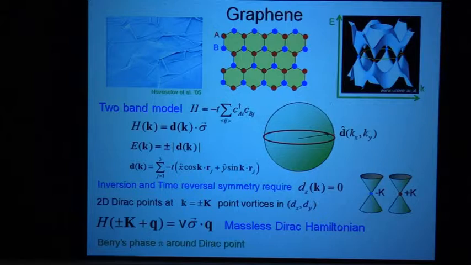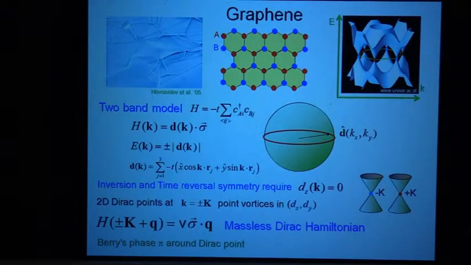I have sites on a honeycomb lattice, and I have hopping between the nearest neighbors. My Bloch Hamiltonian again is going to be a 2x2 matrix, and the eigenvalues of that Bloch Hamiltonian are just going to be plus or minus the magnitude of that 2x2 matrix. And given the three bonds that you have, you can write down what this D vector will be. That's not too hard to do.